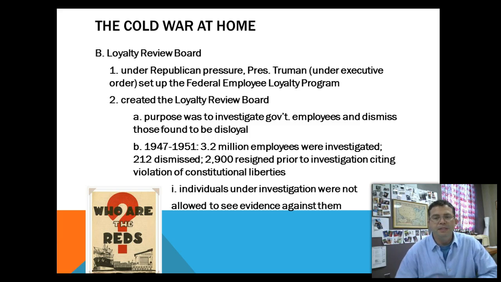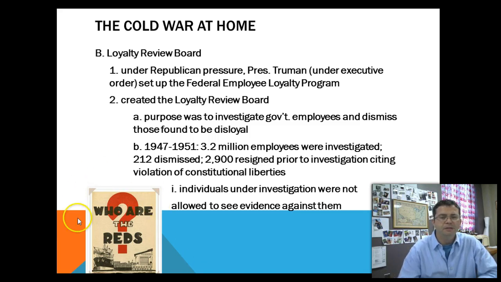2,900 employees resign before they can ever be questioned, whether because they were afraid of being found out, or just basically standing up for their rights. So to protest, they quit their job. Nevertheless, 2,900 people resign before they could ever be questioned by this review board. Those individuals who are questioned are never allowed to see the evidence against them, and that's a key piece of information when we get later on into this presentation.